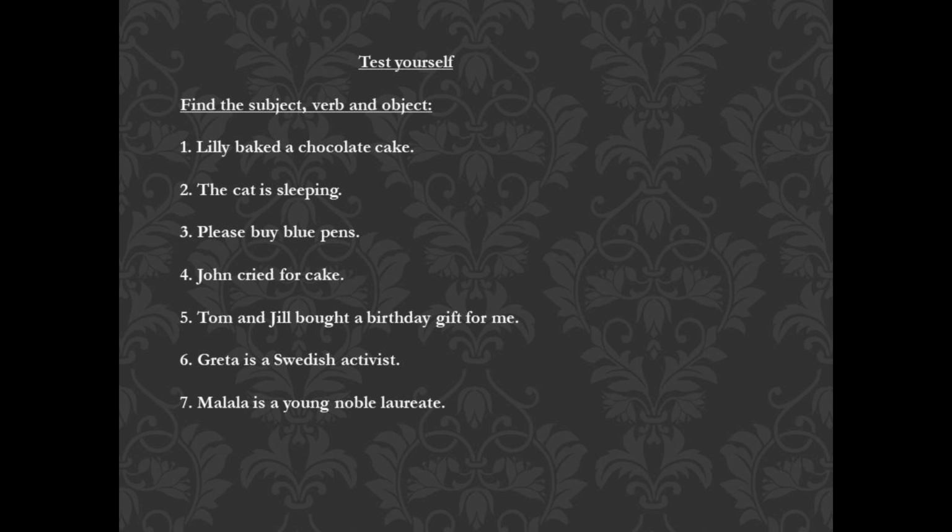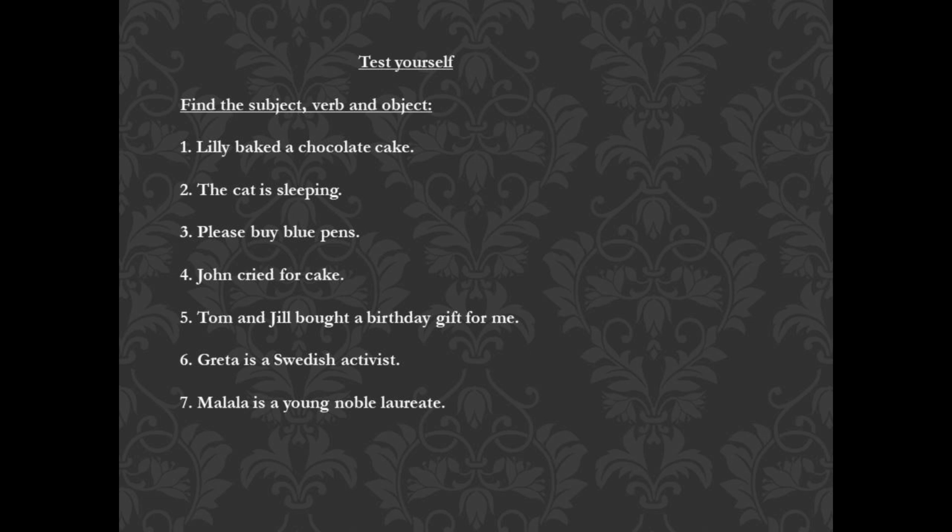Okay, so a chocolate cake is the object. Why is that so? A chocolate cake is the object because it answers the question, Lily baked what? Lily baked what? Lily baked a chocolate cake. So, a chocolate cake is the object here. So, moving on to the next example.